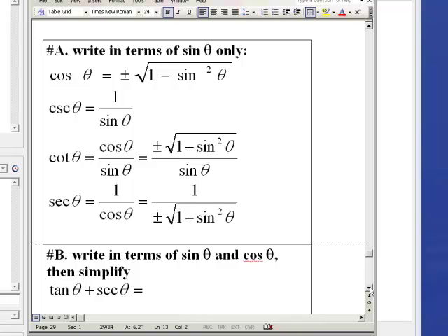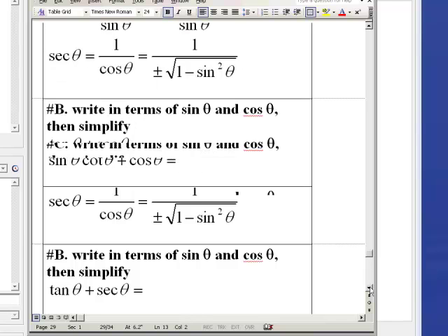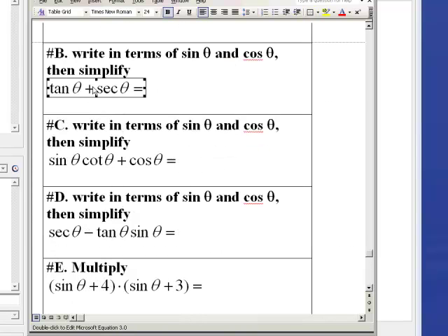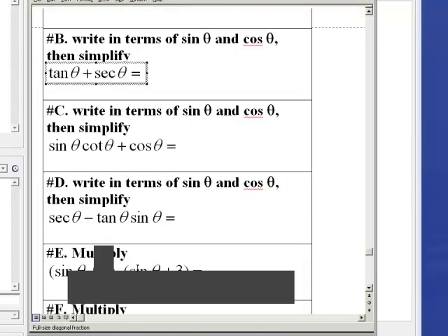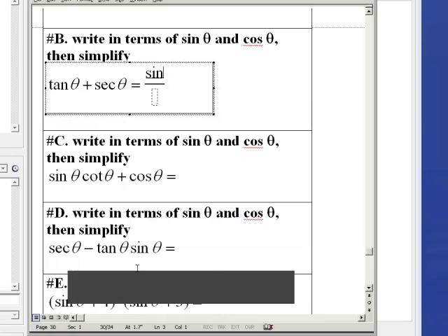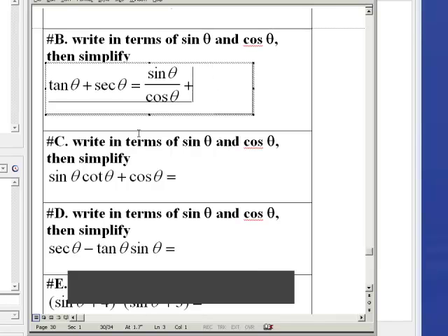The next exercise says, write in terms of sine theta and cosine theta, then simplify. So we're going to go in here. We write tangent theta, of course, as sine theta over cosine theta, and add 1 over cosine theta.